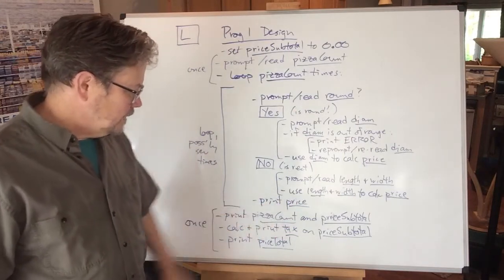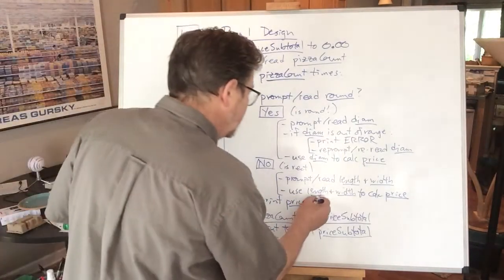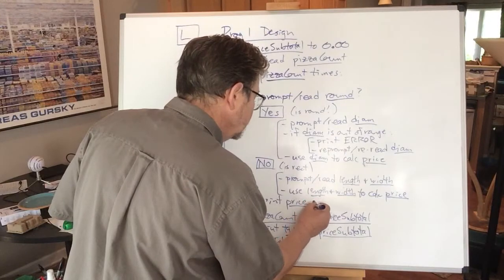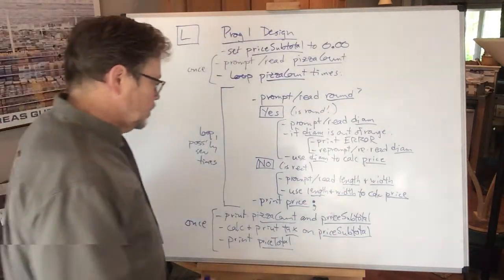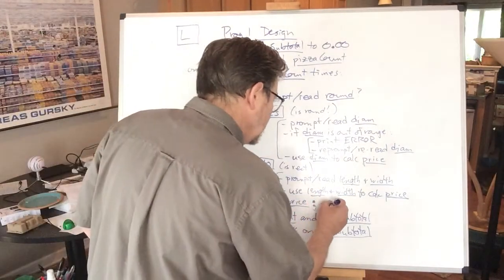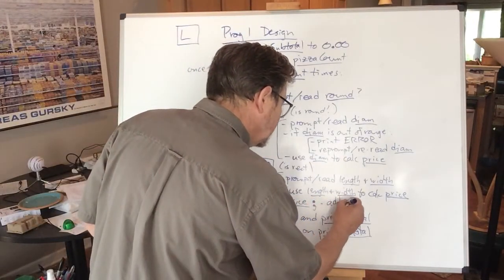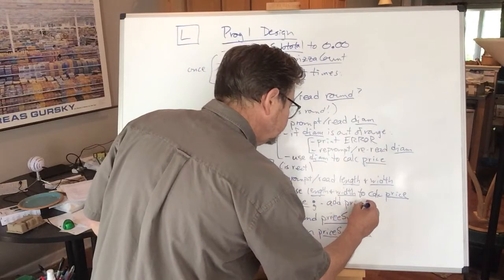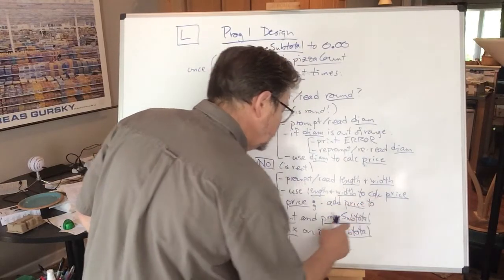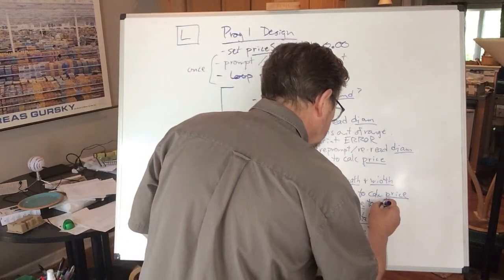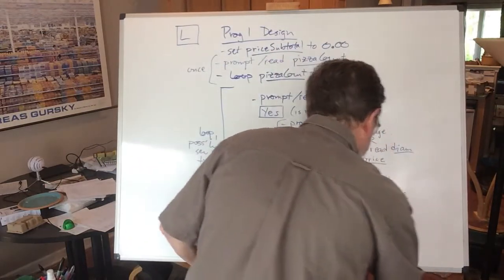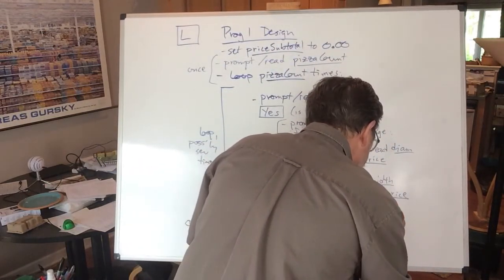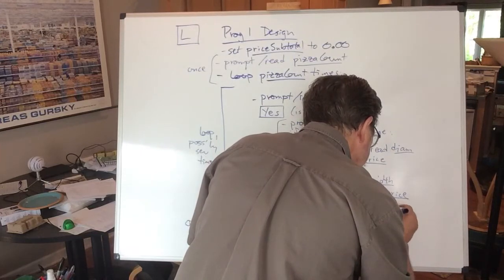So I didn't leave space, and I apologize for that. Print price, semicolon. I'm going to put 2 statements on one line. Bad C++ programming. But print price, I also need to add price to price subtotal. Let me get down here so I can write it legibly, and then I'm back out of the way. I'm writing price subtotal.